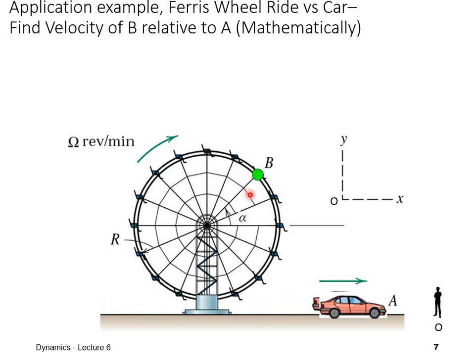So the Ferris wheel is rotating, and the car is moving from one position to another position. So at this instant, what is the velocity of B relative to A? What is the velocity of B relative to A?